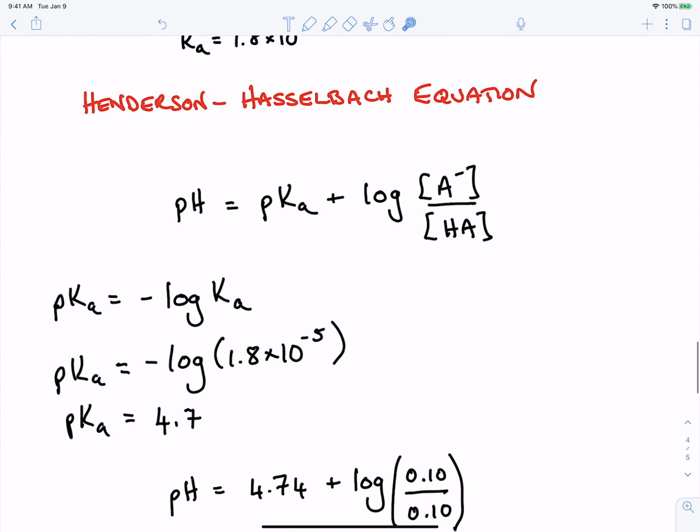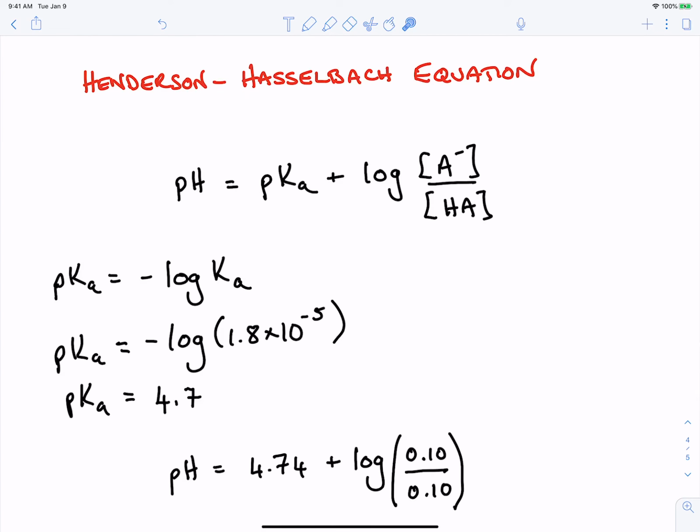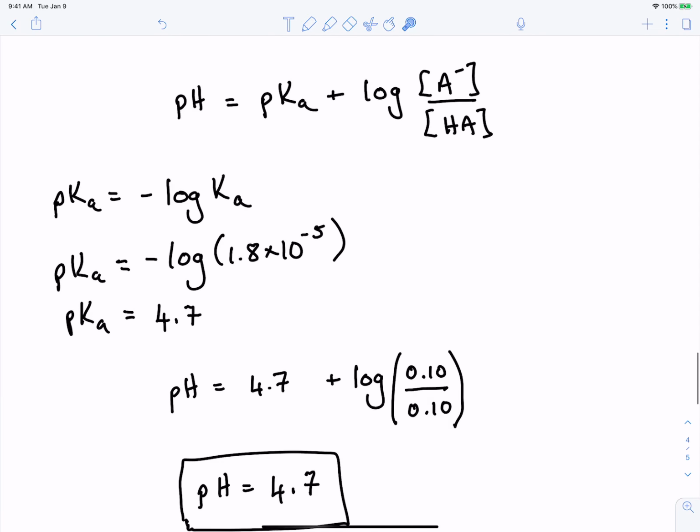So we could take these values and add the pKa value into the equation, and then we add the log of 0.1, which is the concentration of the conjugate base, over the acid. If we calculate this, the two concentrations cancel out and you end up with the log of 1, which is 0, and the pH is 4.7.